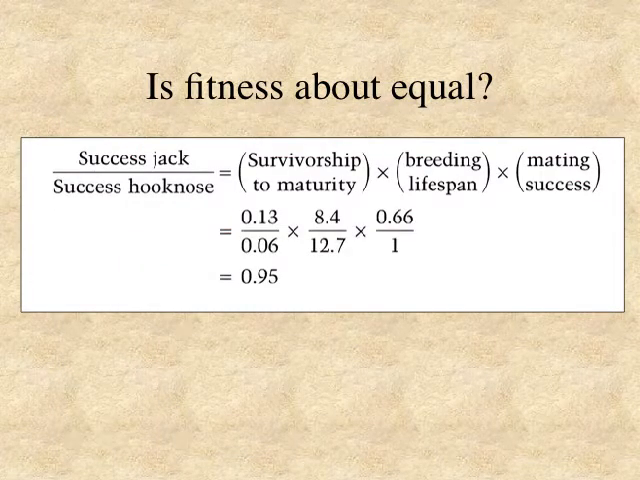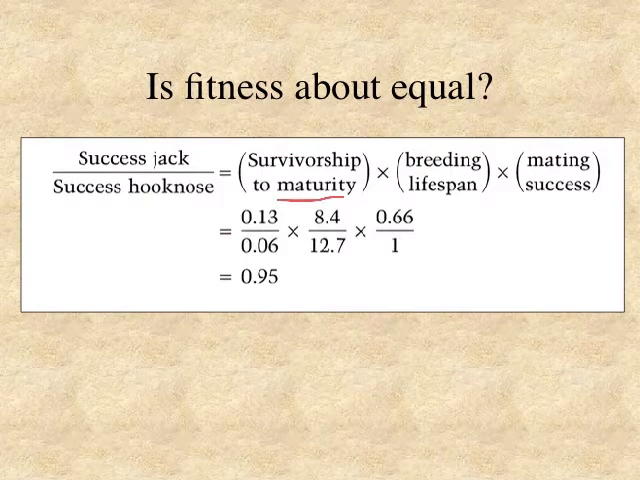And here's the data on whether or not fitness is approximately equal over evolutionary time. This is just done as a ratio: the success as a jack divided by the success of the hook nose. If they have equal fitness, then that ratio should be 1. And this was done across the whole life history. There's the survivorship to maturity times the breeding lifespan times the mating success during that breeding lifespan. So the huge difference between jack and hook nose is this survivorship to maturity.